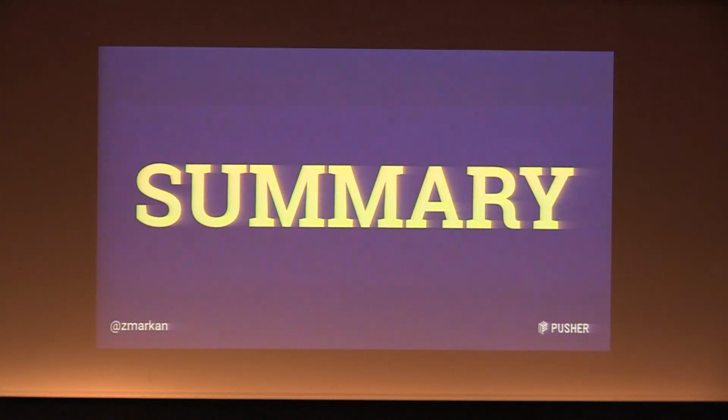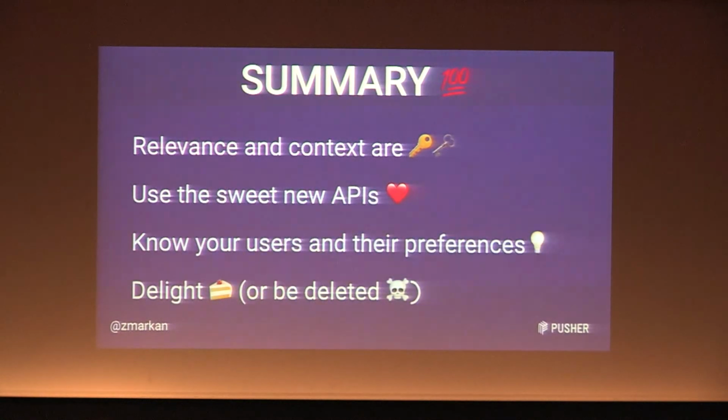To summarize, think about the relevance, think about the context, because they are really important. Utilize the new APIs, because I'm not sure what they're going to announce at I/O, but I imagine there might be something on the notification front as well. And follow users' preferences and make them happy, because happy users keep being users, and tell other people about you, so you have more happy users. If you don't delight them, they'll just go away and delete your app.